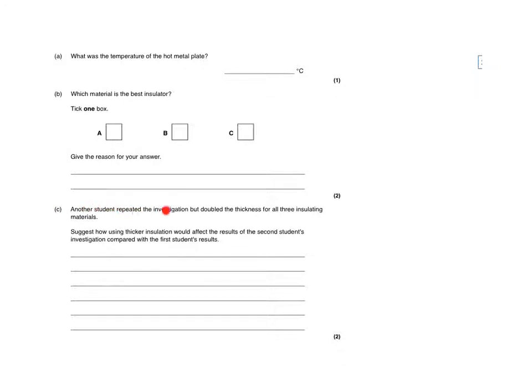Another student repeated the investigation but doubled the thickness for all 3 insulator materials. Suggest how using thicker insulation would affect the results of the second student's investigation compared to the first student's results.